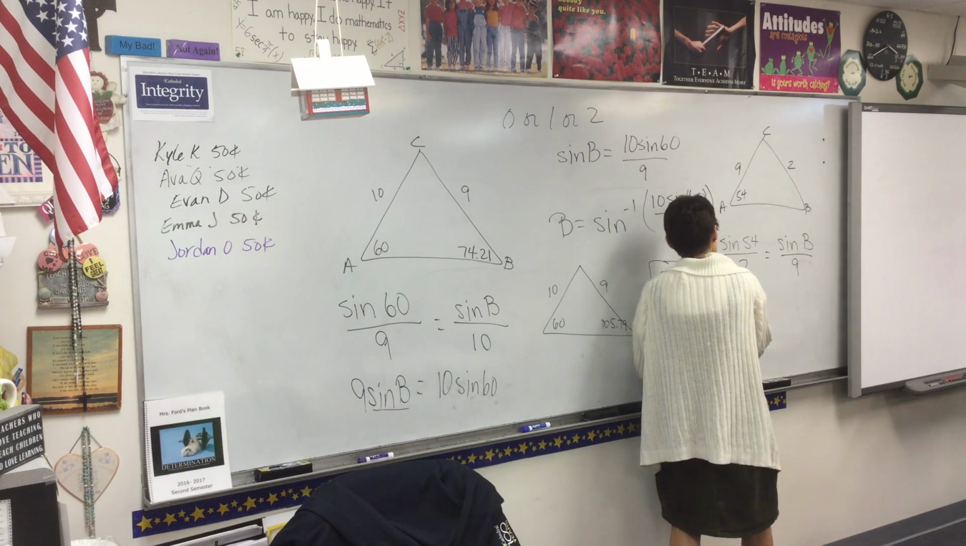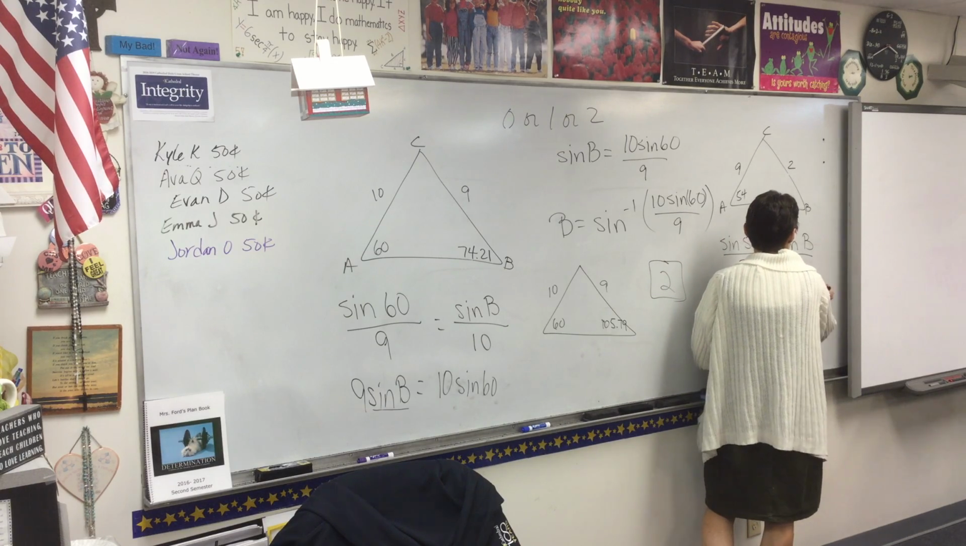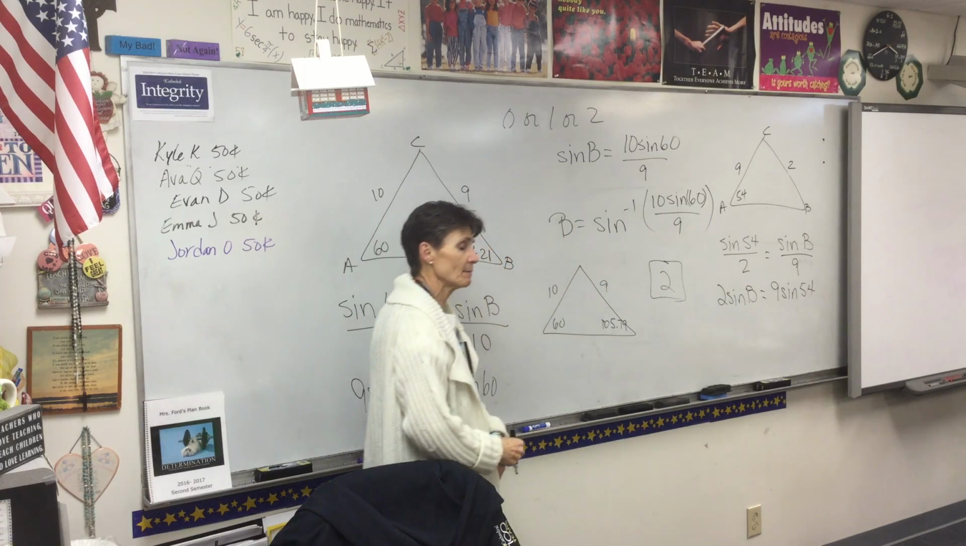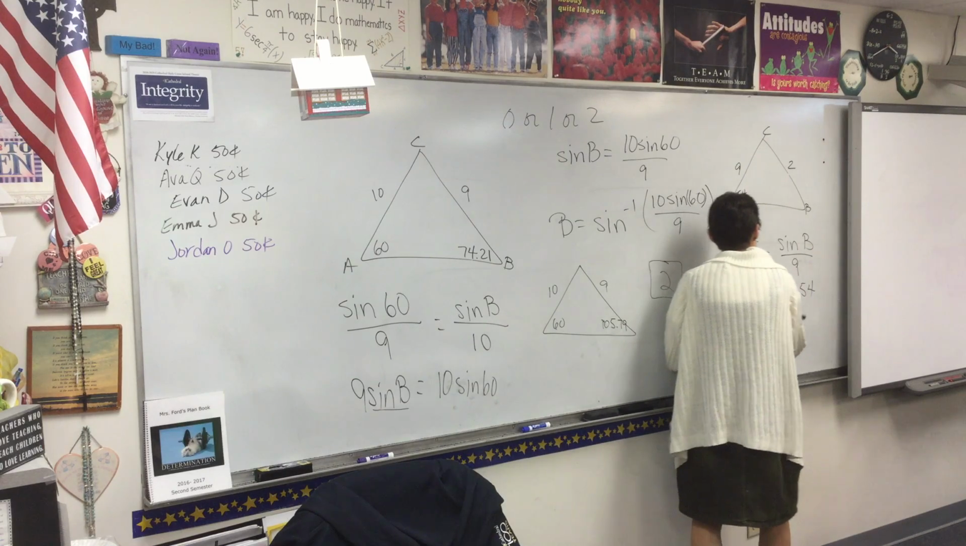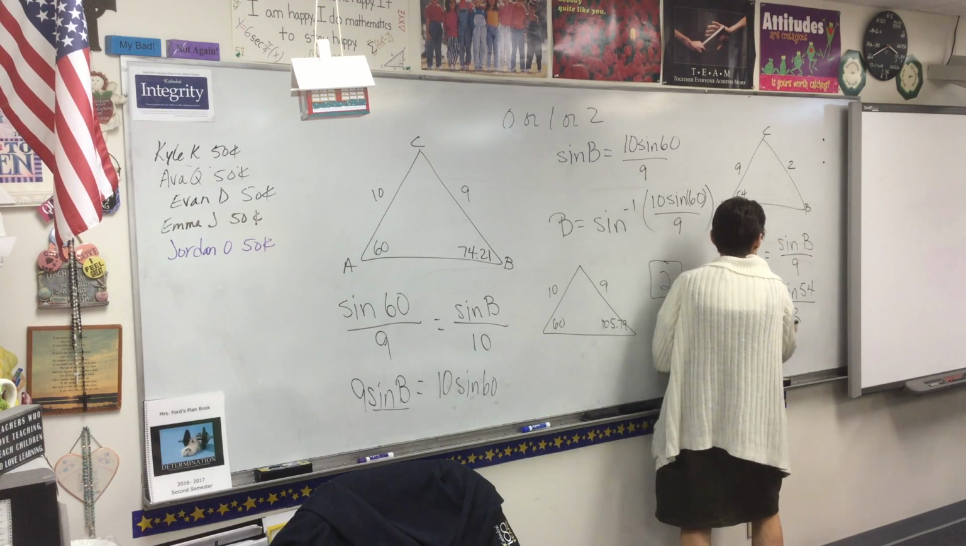So 2 sine B equals 9 sine 54. Now what do I need to divide by? We always have to divide by something. 2, because we're trying to get sine B by itself. So sine B equals this.